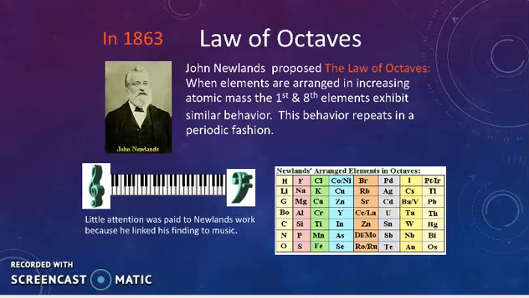Next, we have the law of octaves. John Newlands proposed the law of octaves, and what he said is pretty much that when elements are arranged in increasing atomic mass, so again, going by their weights, the first and the 8th elements will have similar behavior. So if we look at his example over here, these are ordered in increasing atomic mass all the way down. Hydrogen through oxygen, fluorine through sulfur, chlorine through iron.